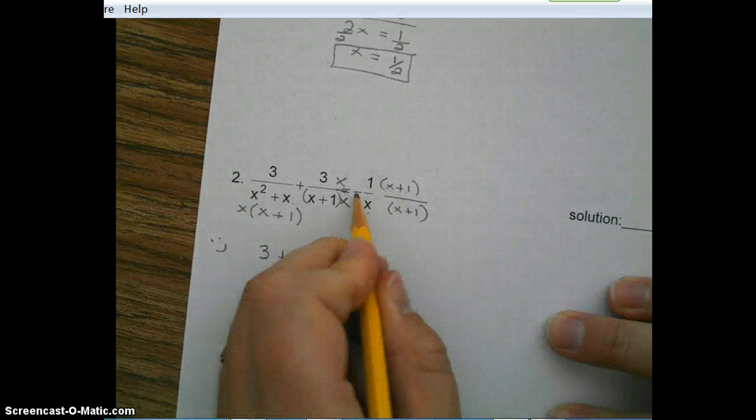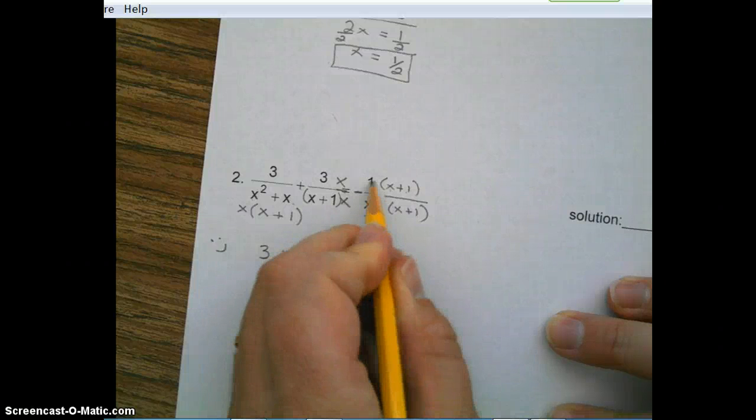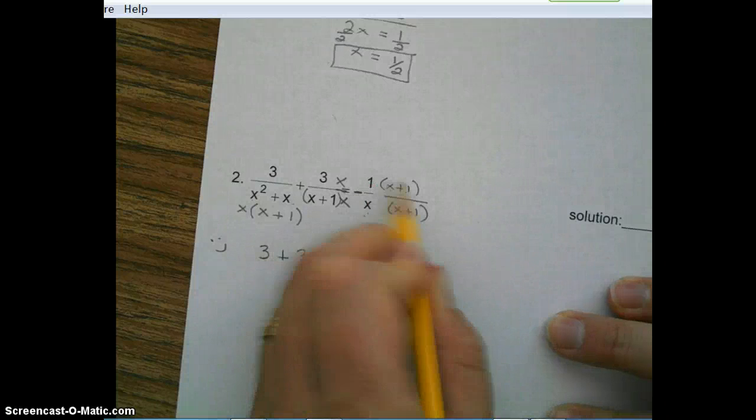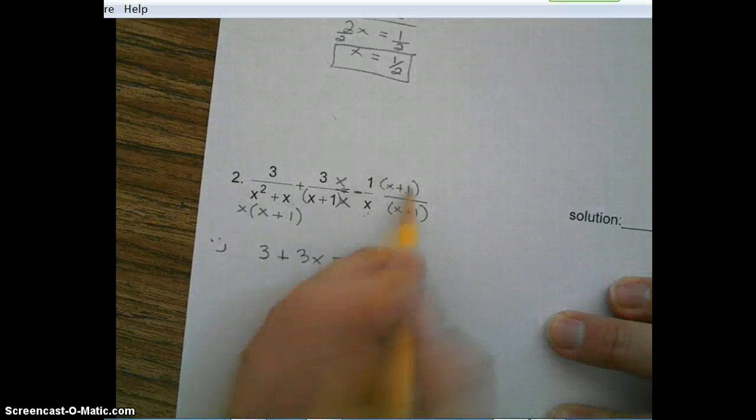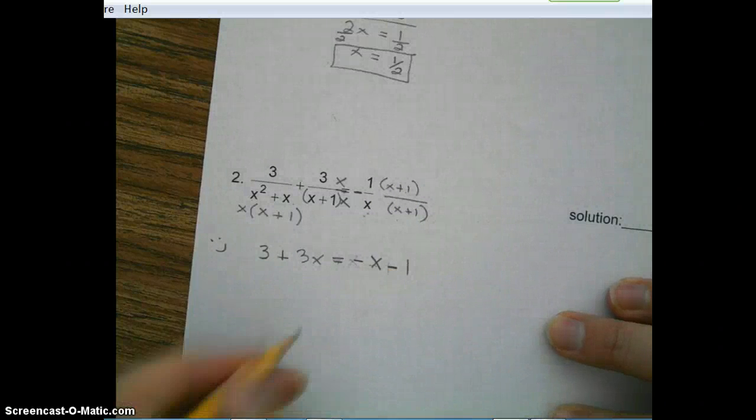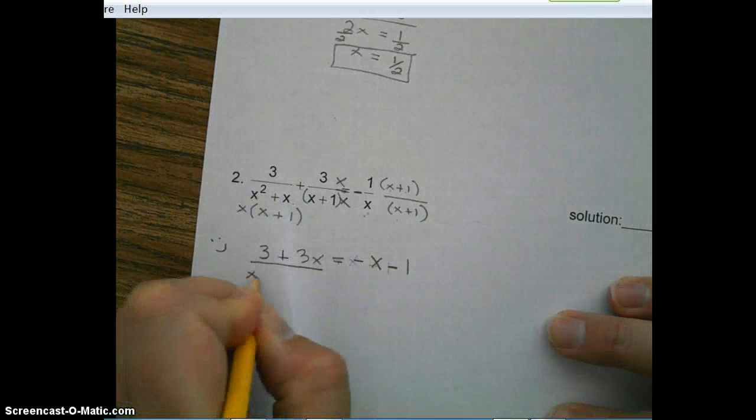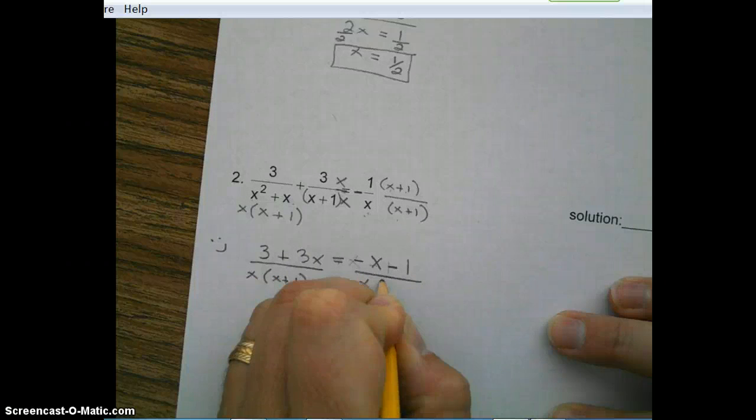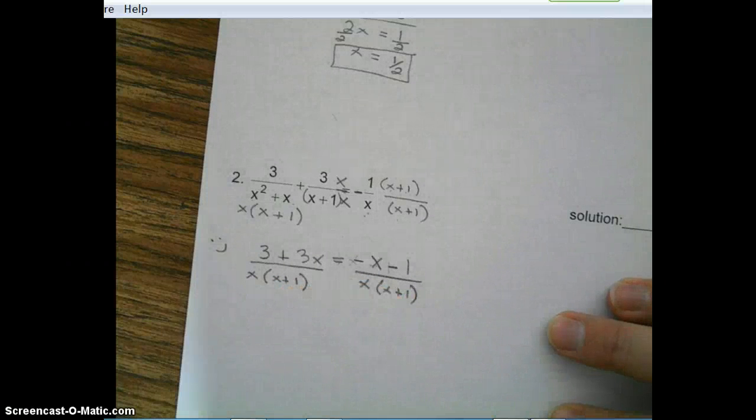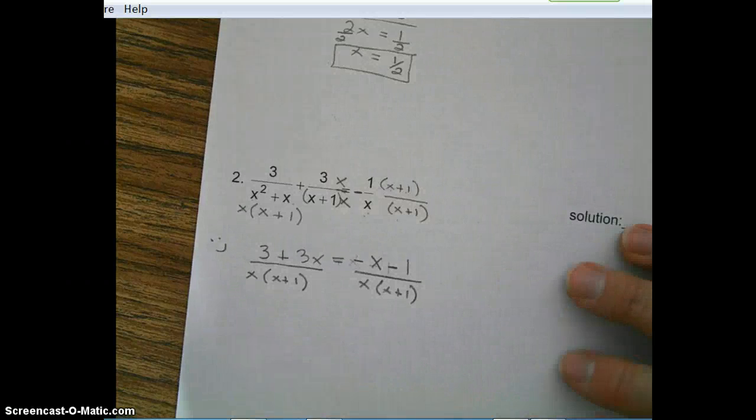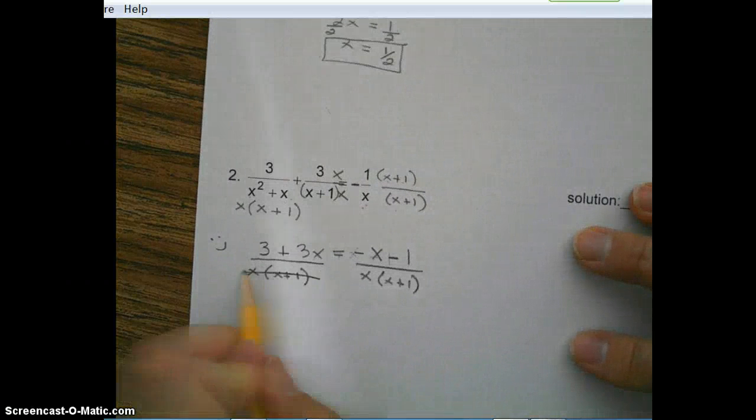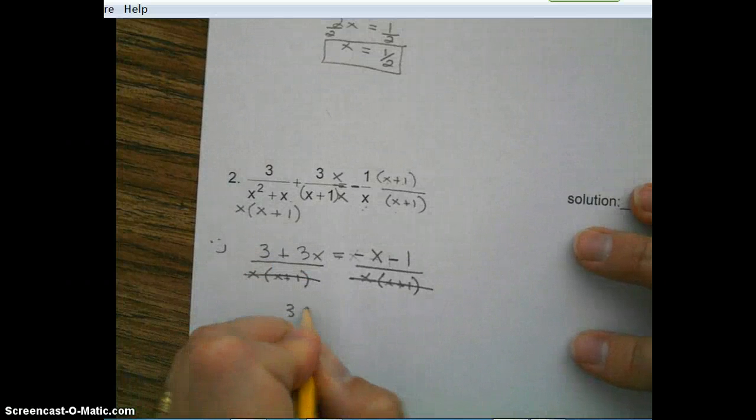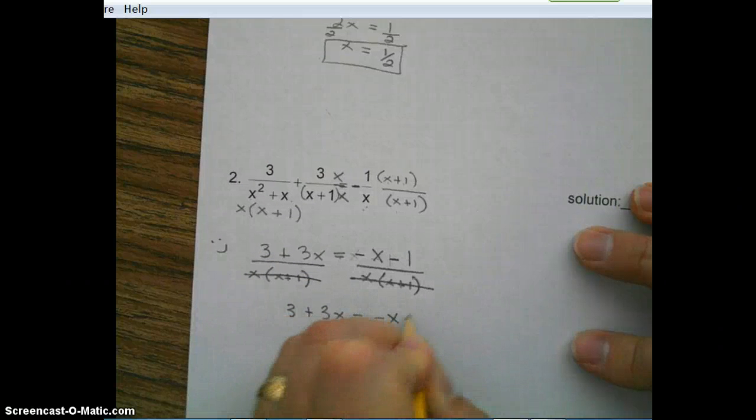And so we're going to have negative 1 times x, which is negative 1x. Negative 1 times 1, we're distributing that negative, is minus 1. There. Okay, over our common denominator. All right, now remember the shortcut? The awesome shortcut? Pretty cool, pretty cool. So that's going to leave us with 3 plus 3x equals negative x plus 1.